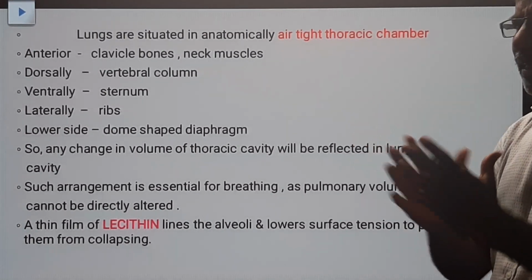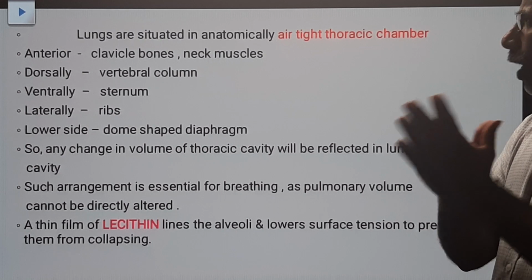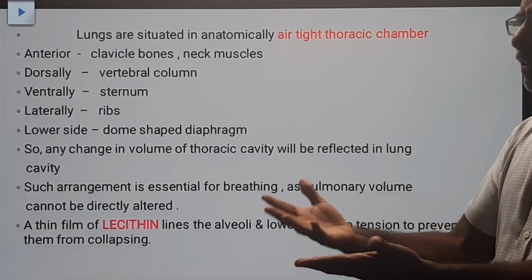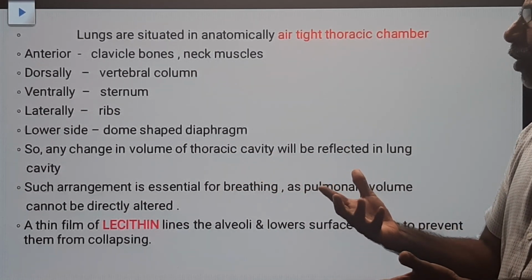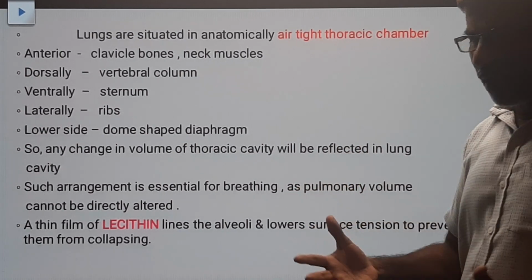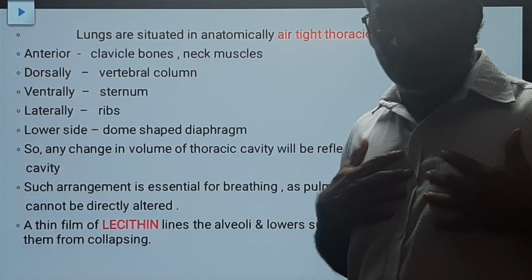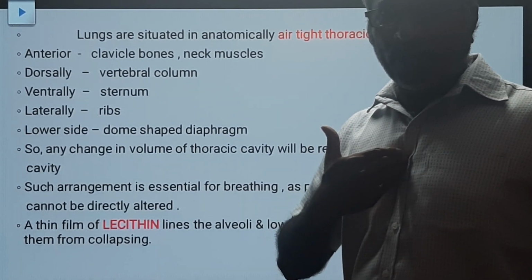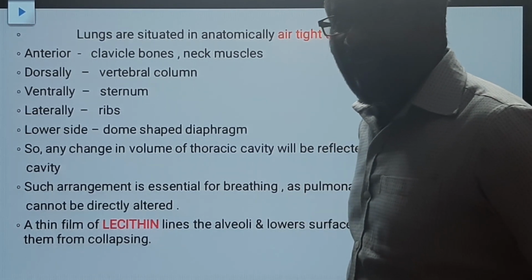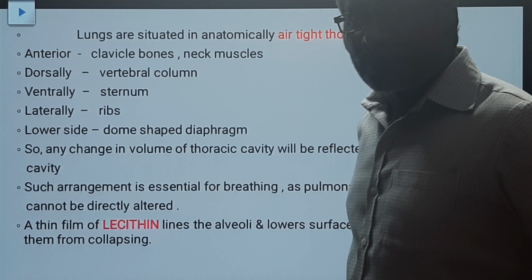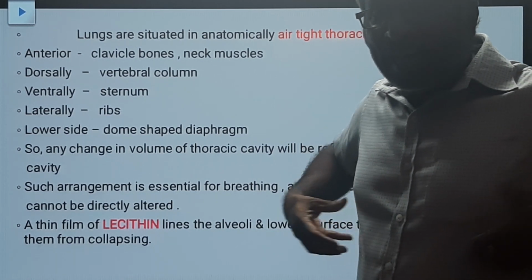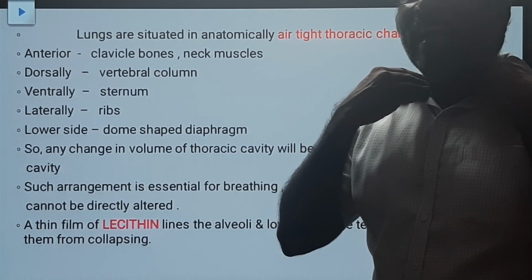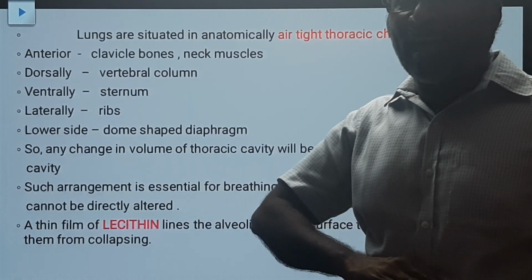Now we are discussing the thoracic cavity or thoracic chamber. In the previous slide we discussed only the lungs. Now we discuss the thoracic cavity. Ventrally, it has the sternum. Dorsally, the backside has the vertebral column. Laterally, we have ribs. The anterior has clavicles and neck muscles. The posterior has the diaphragm.